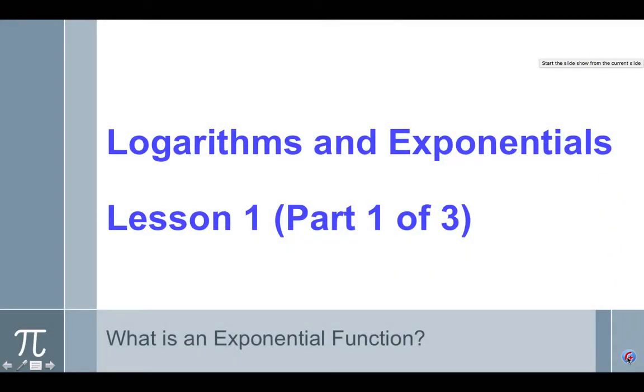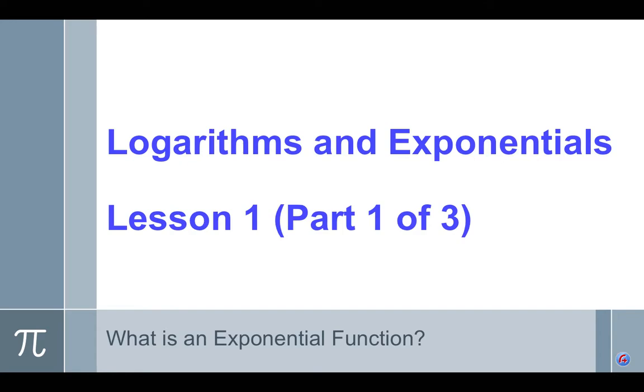All right, welcome everyone to the beginning of our study of logarithms and exponential functions. We are going to start off today with the first of three parts of a video. We're going to look first at the question: what is an exponential function?